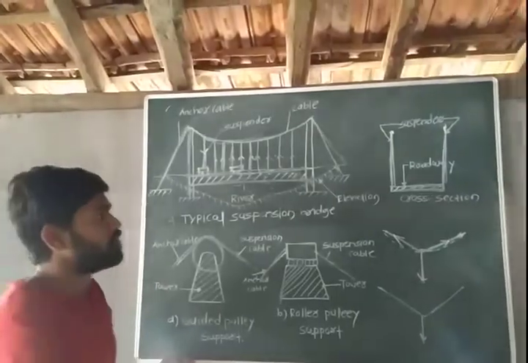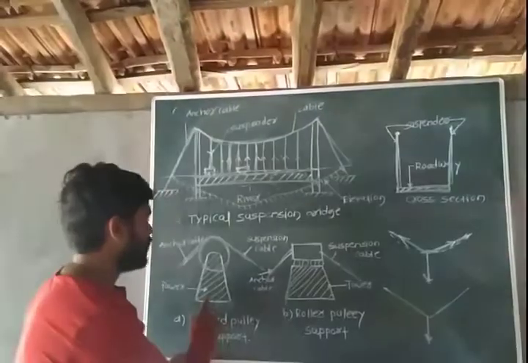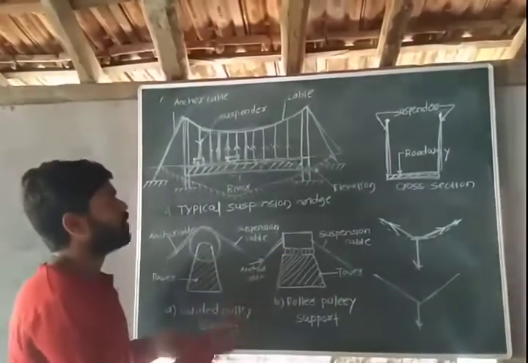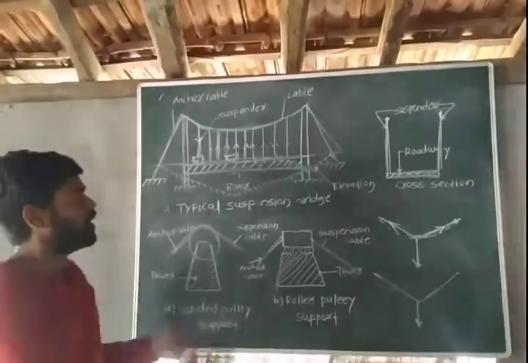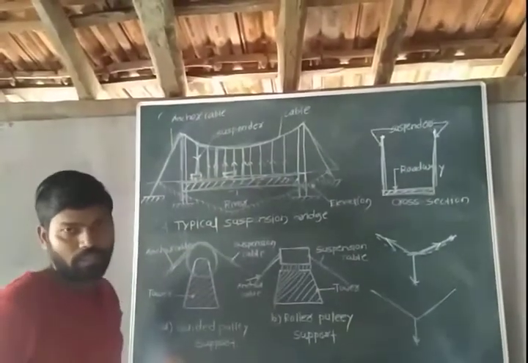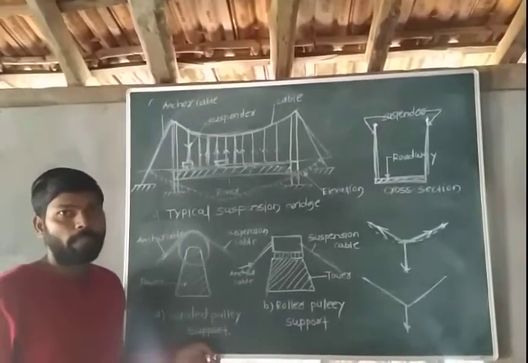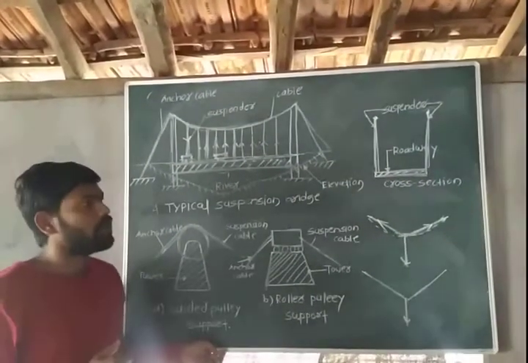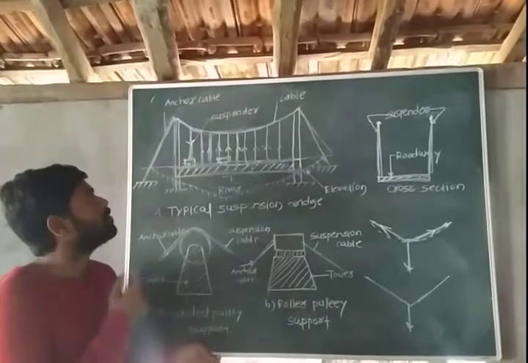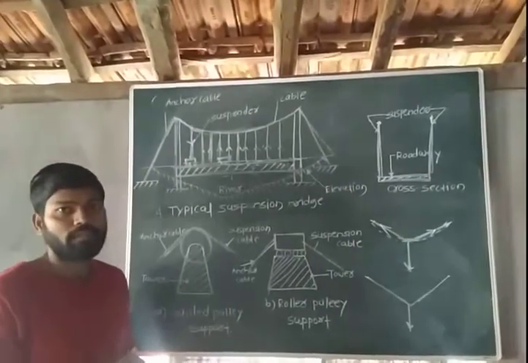Okay. So this is the cross section. These are the typical two types of support at the top of the tower, and this is the cross sectional view. A very good example of the suspension bridge is Lakshman Jhula at Rishikesh. So we will solve some numericals also based on this suspension bridge in the next lecture.